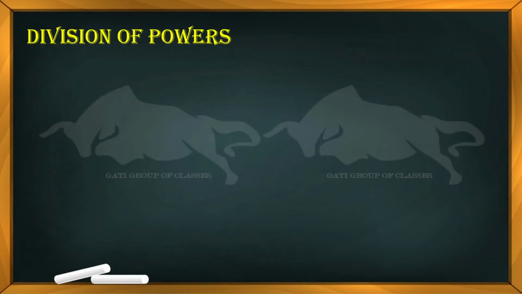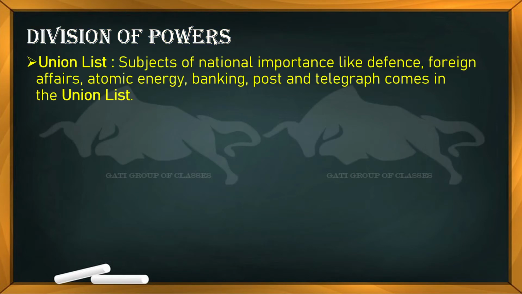So let's see, first of all, the division of powers. We have three types of lists: the union list, state list, and the concurrent list. The union list has subjects of national importance, which give powers to the central government, such as atomic energy, banking, post system, telegraph system, defense, military, and foreign affairs. These all come under the union list.